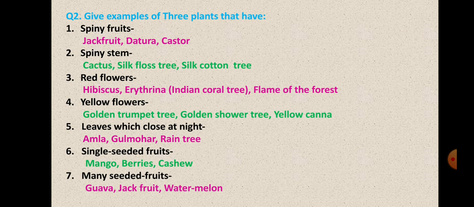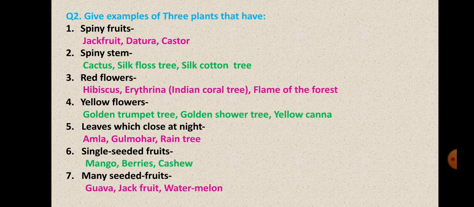Okay, I'll read it for you. Spiny fruits: jackfruit, datura and castor. Spiny stem: cactus, silk floss tree, silk cotton tree. Red flowers: hibiscus, erythrina, that is the Indian coral tree, and flame of the forest, which is also called palash ki phool. Yellow flowers: golden trumpet tree, golden shower tree, yellow canna.